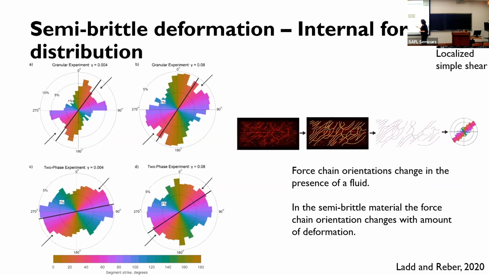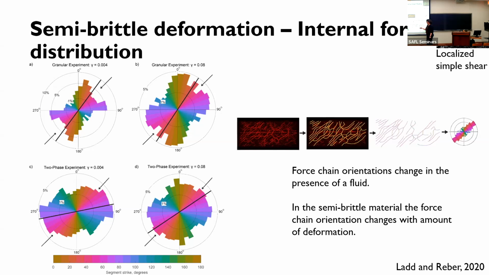in rose diagrams. The top two are again the experiments at low strain and higher strain, just with grains, and the bottom ones are those that have the fluid. What we're seeing in the dry case is that the overall average orientation of the force chains, which is the black line, is more or less parallel to the orientation of sigma 1, the maximum stress direction, which are the two areas.